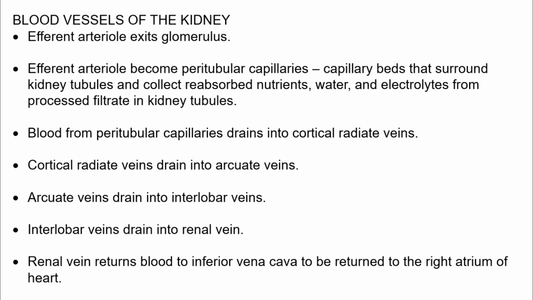The arcuate veins then drain into the interlobar veins, which return their blood to the large single renal vein that then exits the kidney. The renal vein returns blood to the inferior vena cava, which will eventually bring that blood to the right atrium of the heart.